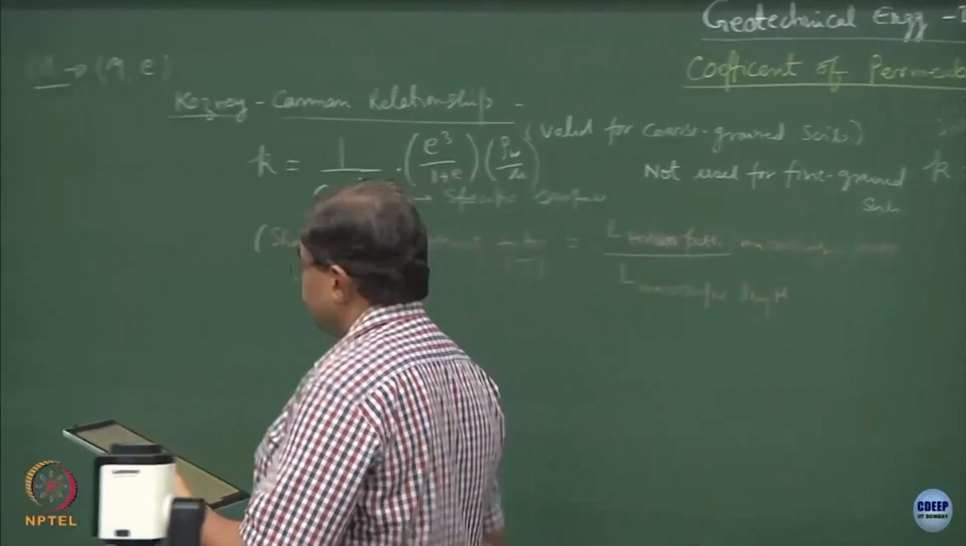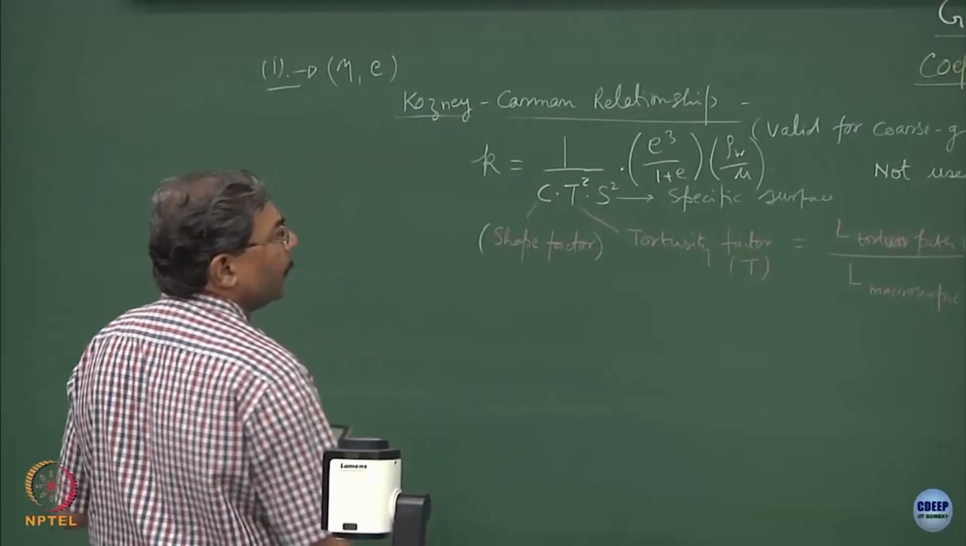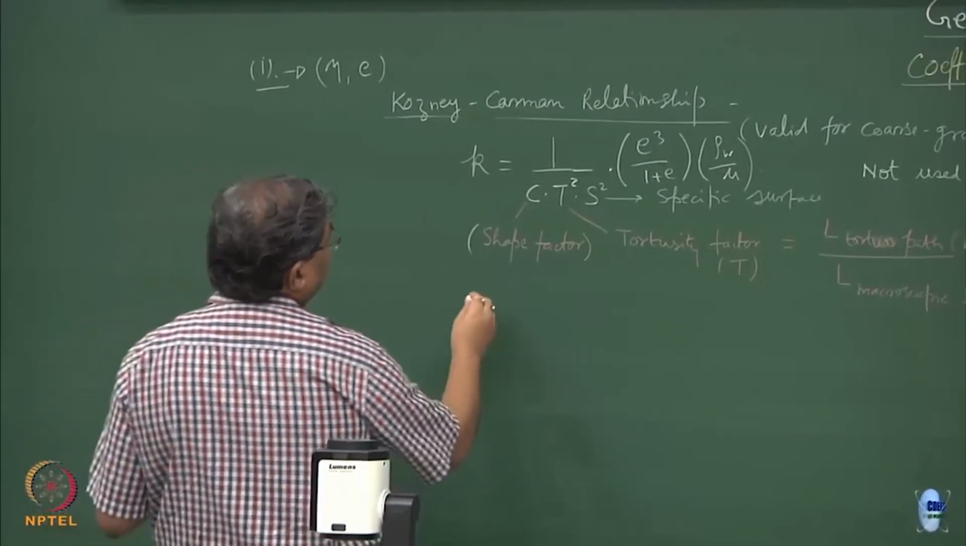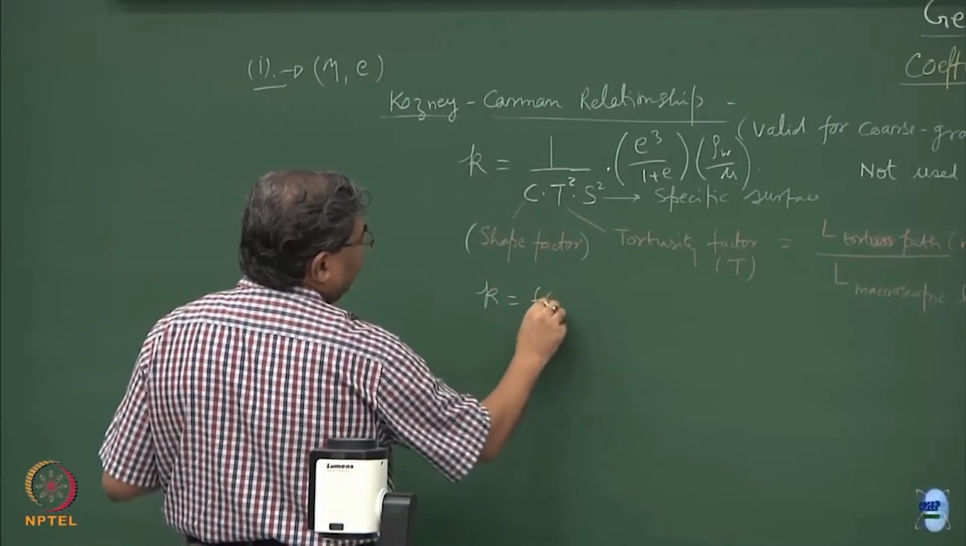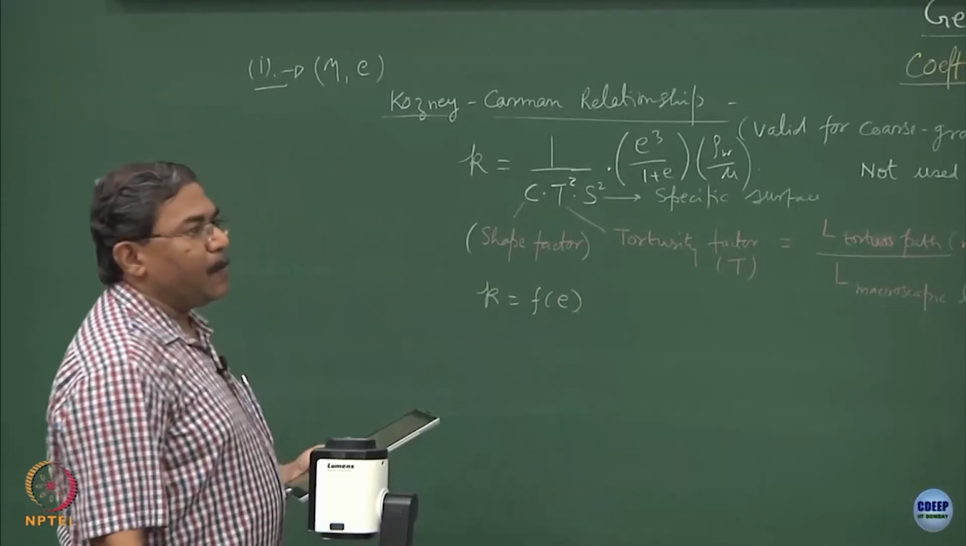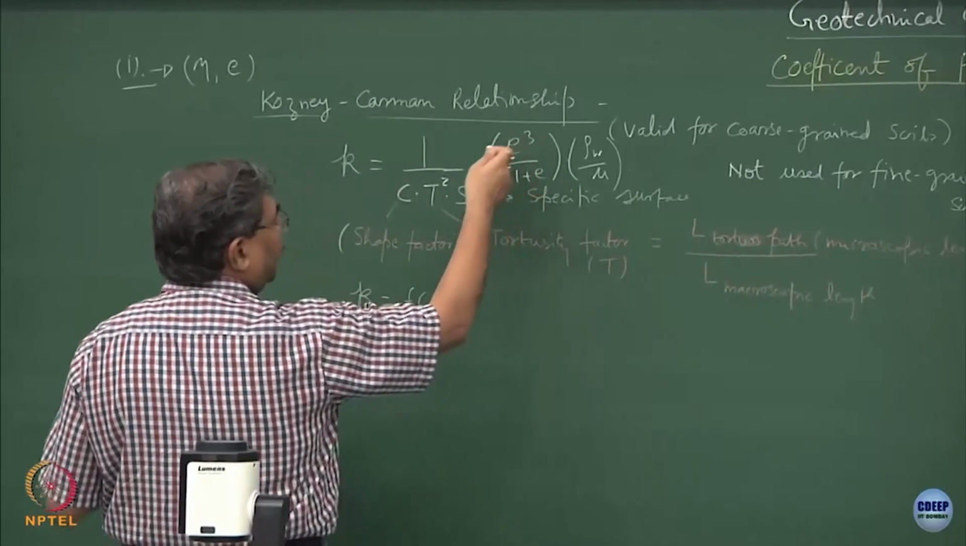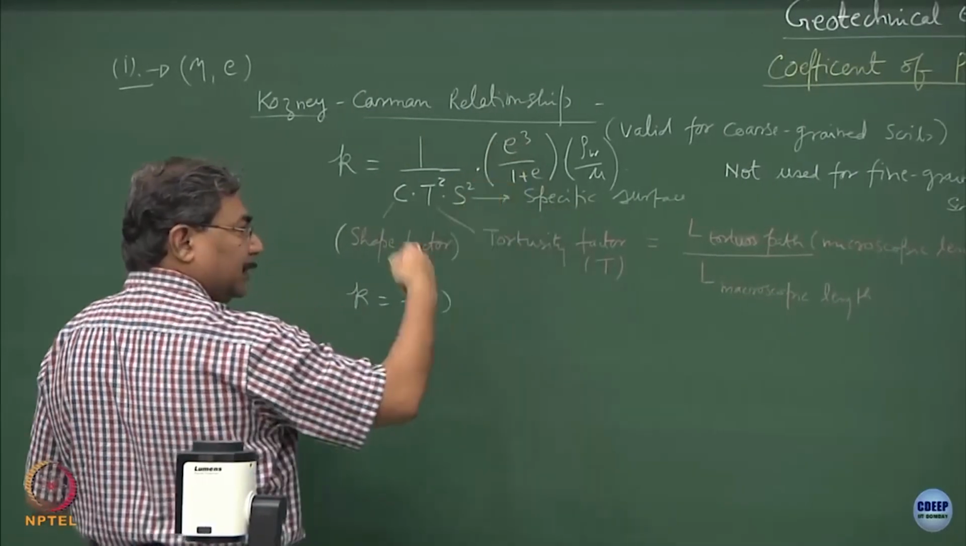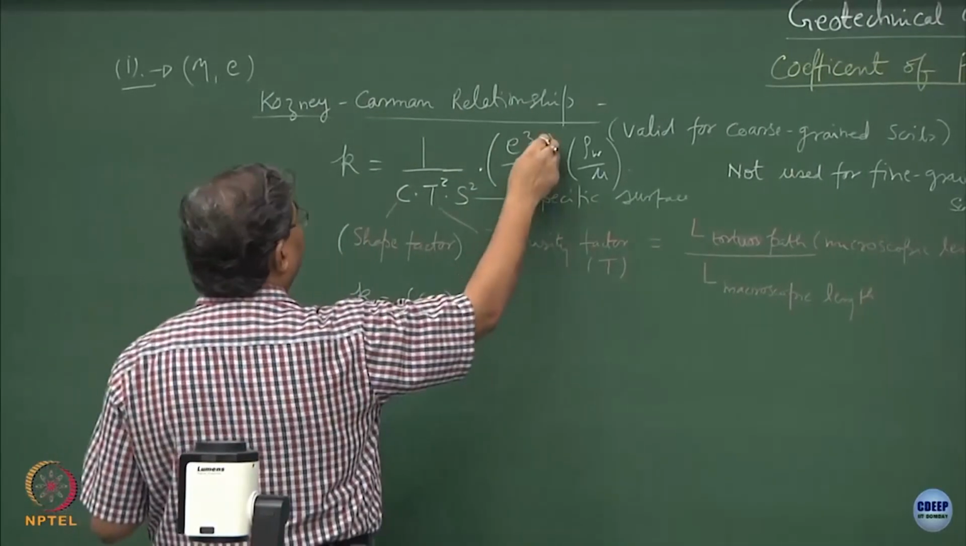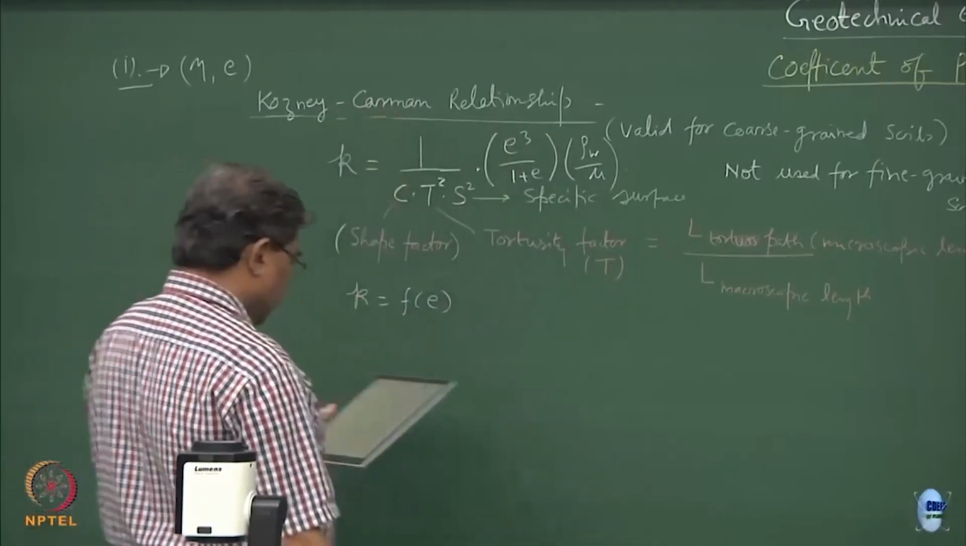Alright. Basically what it indicates is that K is a function of e, and you will find different variants in the books where people have tried with e upon 1 plus e also, but this is quite prevalent and this is what is known as Kozeny-Carman relationship.